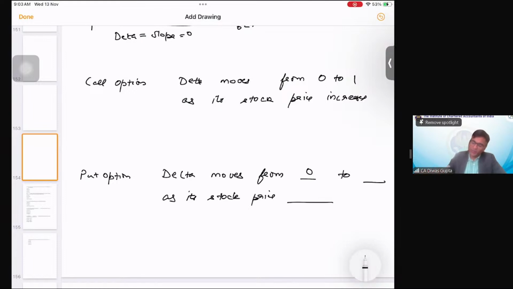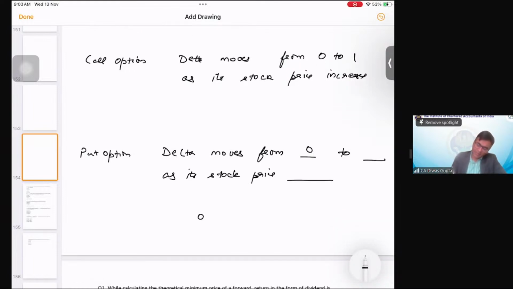Okay, let me note down the options. 0 to 1. If the stock price decrease. Decrease. Okay. Any other view? So this is one answer that has come. Is there any other answer, students? Come on, students. You should all participate because the more you participate, the more you will learn. Don't be afraid of right or wrong, right? Nothing is wrong in this session.